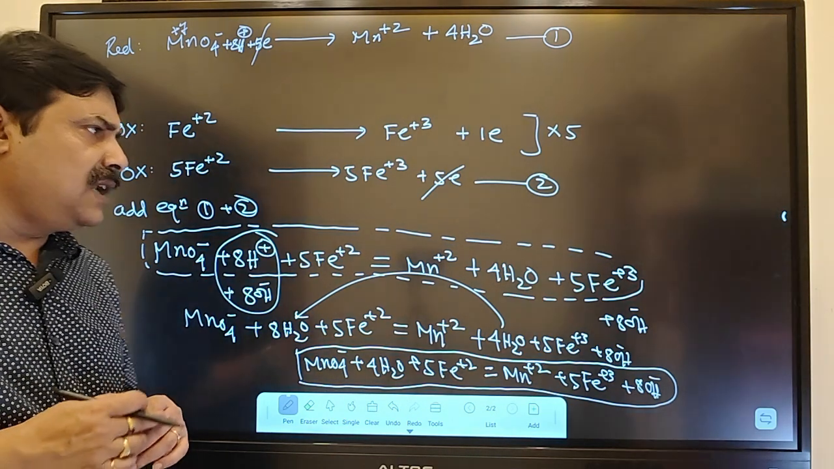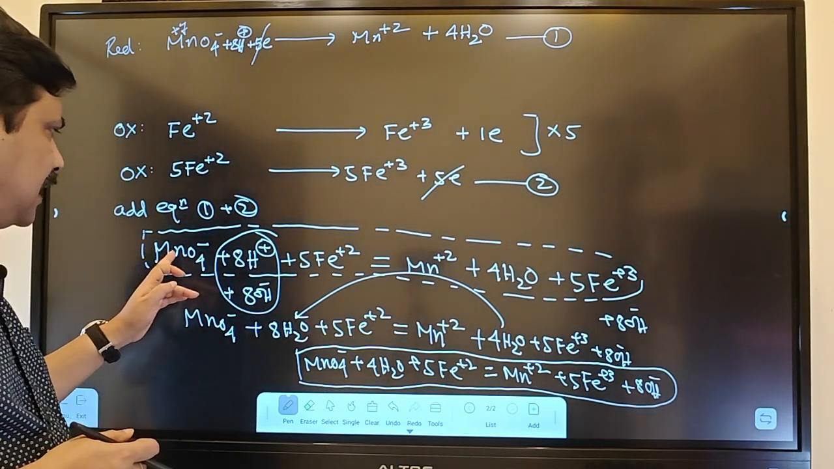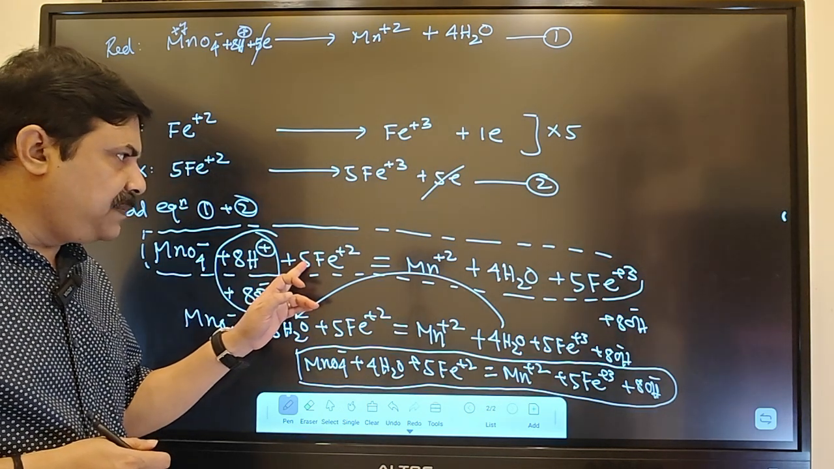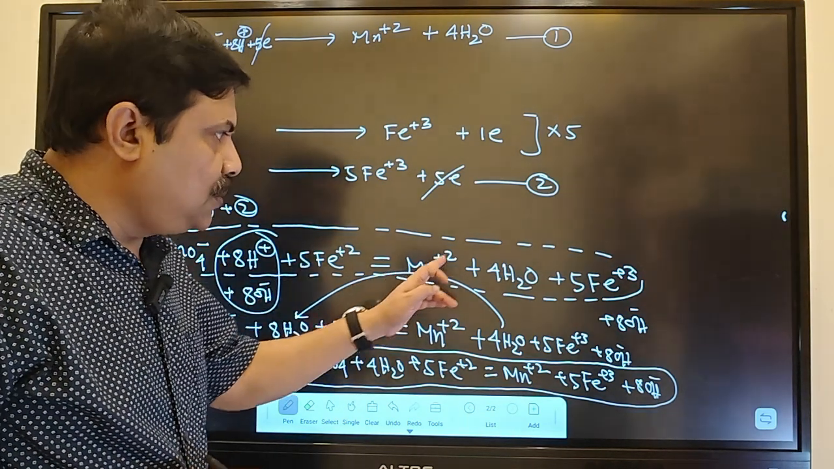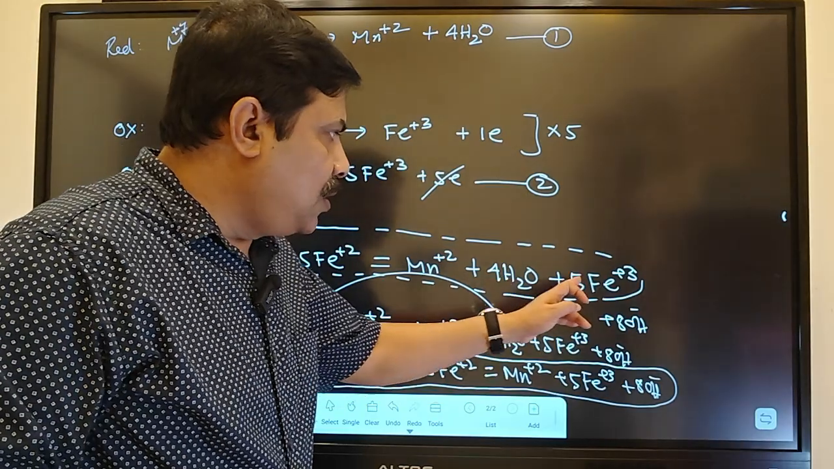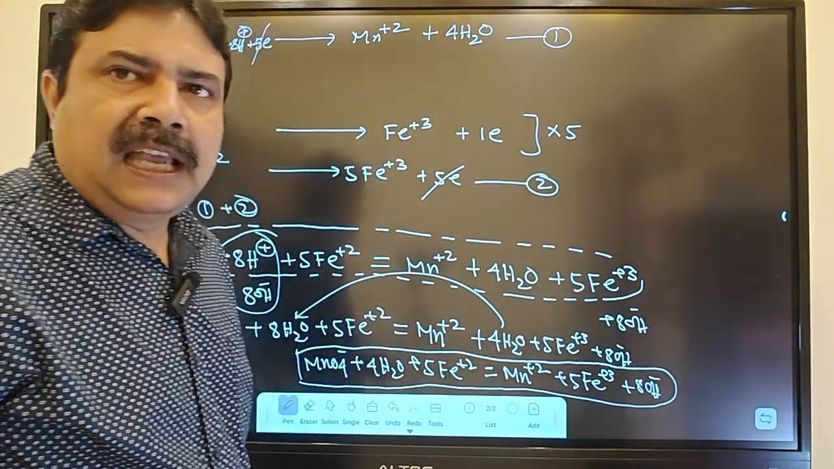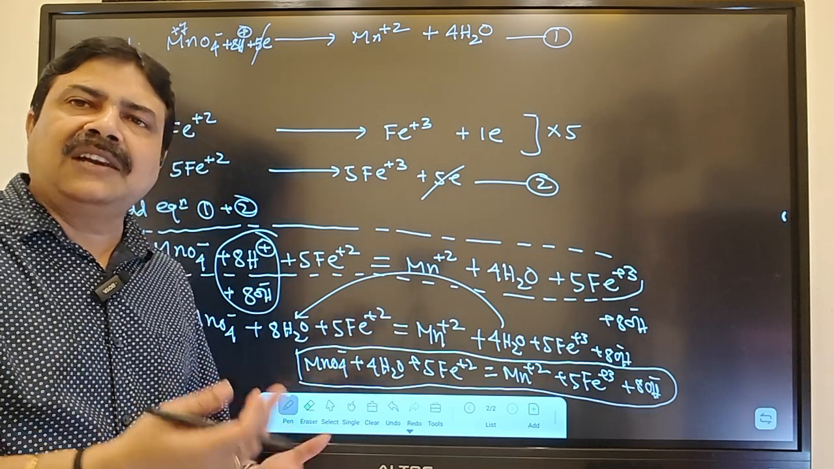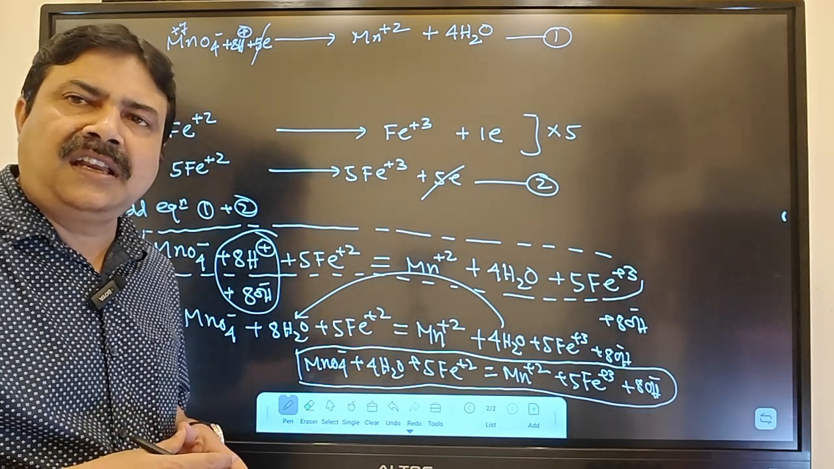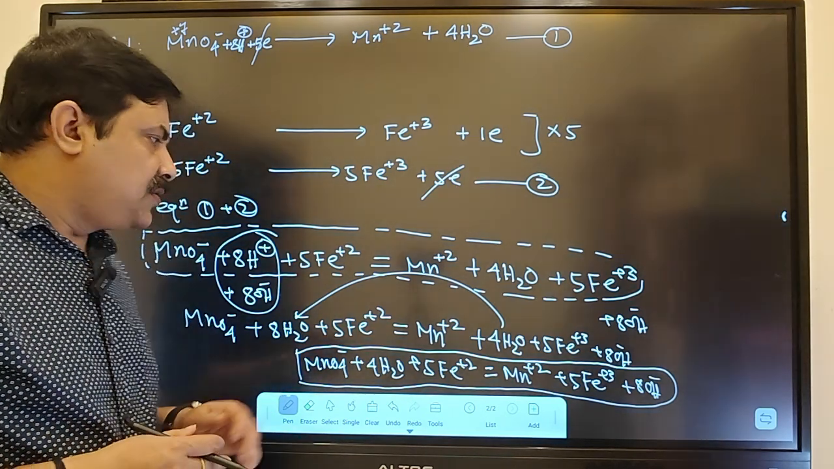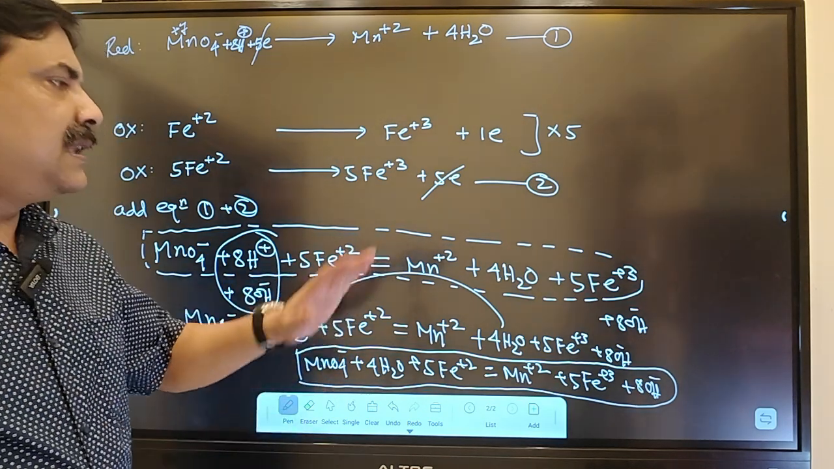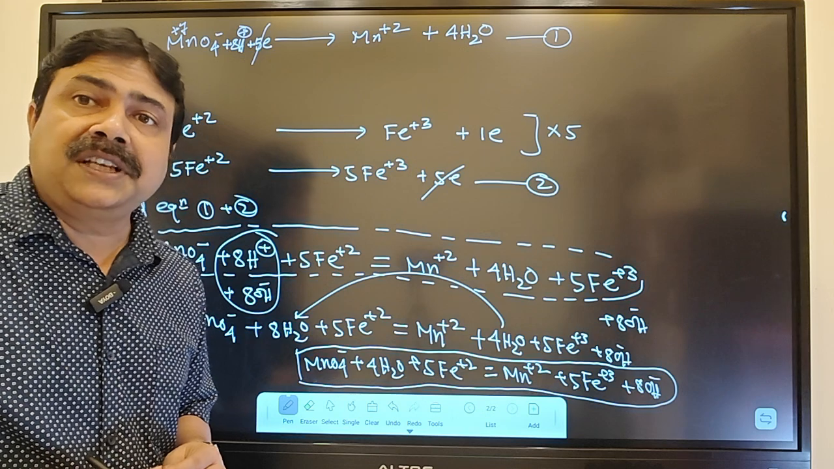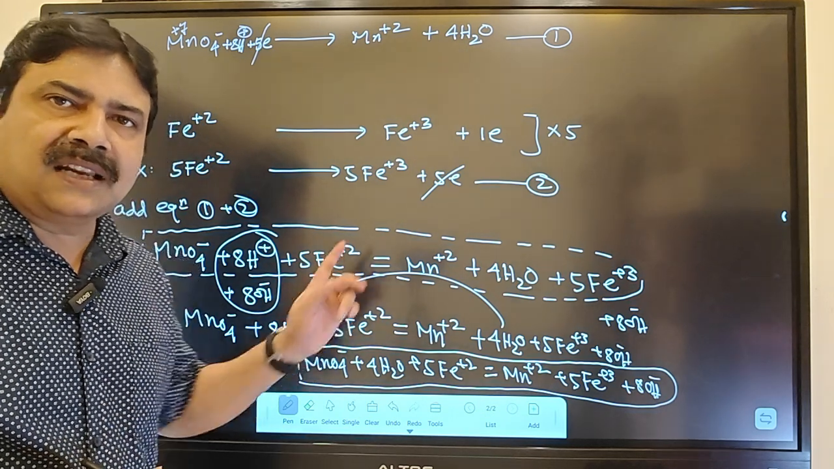What question used to be asked? They will give you this reaction like this: MnO4 minus plus XH plus plus ZFe plus 2 equals Mn plus 2 plus AH2O plus BFe plus 3, and then they will ask you X plus Z plus A plus B equals how much. That is the way they used to ask questions in JEE and NEET examinations. So this is the ion electron method, but we can do the same thing in the oxidation number method. How? If you look at that one.